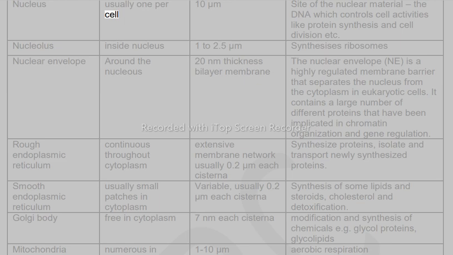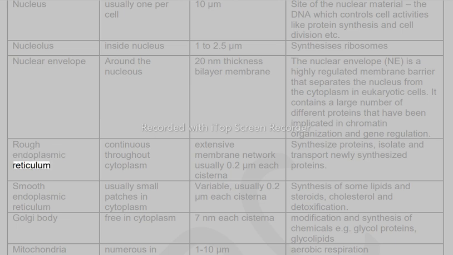Nucleus, usually 1 per cell, 10 micrometers. Inside is the nuclear material, the DNA, which controls cell activities like protein synthesis and cell division. Nucleolus, inside the nucleus, 1 to 2.5 micrometers, synthesizes ribosomes. Nuclear envelope, around the nucleus, 20 nanometers thick, a bilayer membrane. The nuclear envelope, NE, is a highly regulated membrane barrier that separates the nucleus from the cytoplasm in eukaryotic cells. It contains a large number of different proteins that have been implicated in chromatin organization and gene regulation.